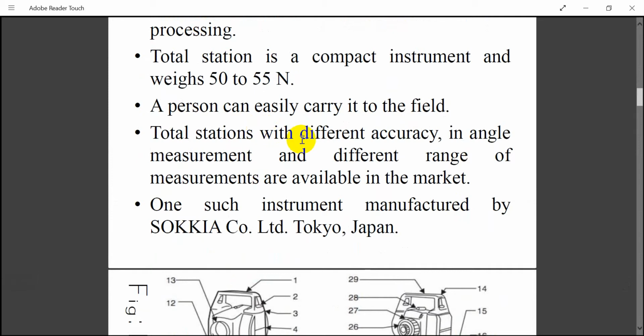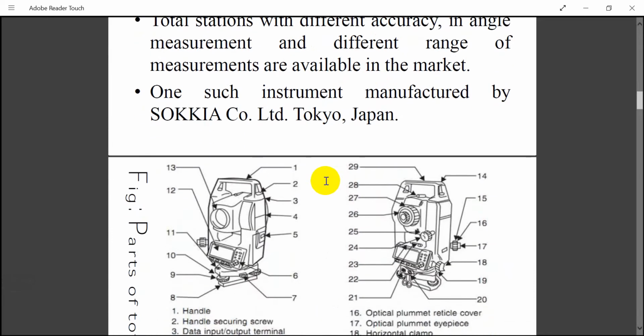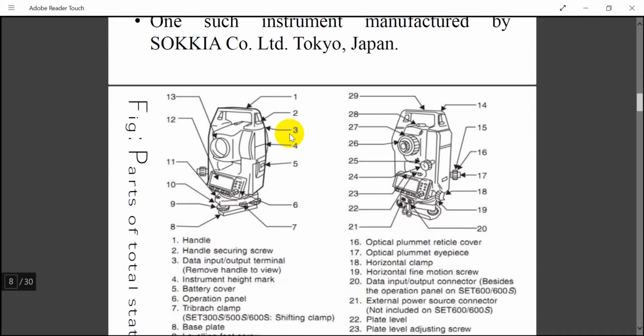Total stations with different accuracy in angle measurements and different ranges of measurement are available in the market. So you can purchase any. Most probably the quality equipment has a brand ambassador from Japan. So he suggests one equipment: Sokkia Limited, Japan, Tokyo.